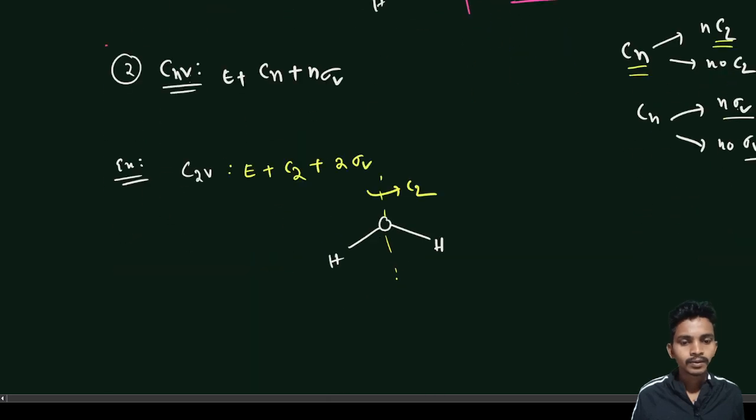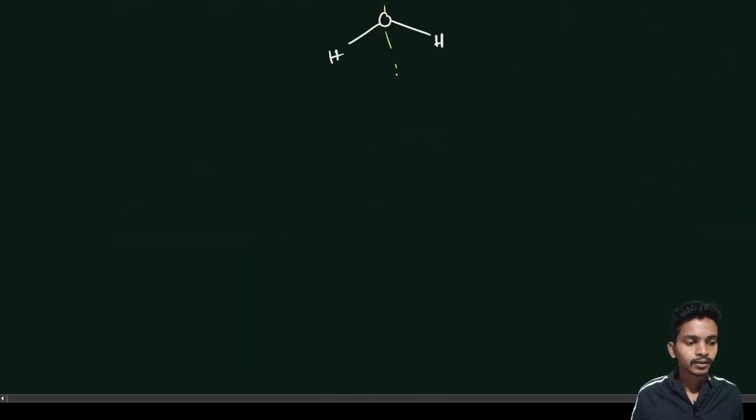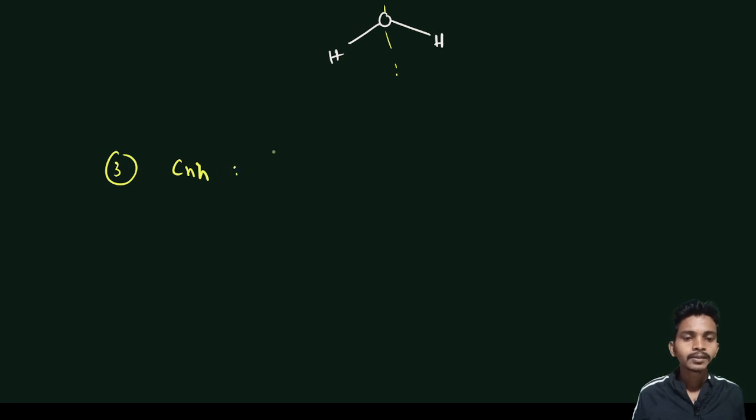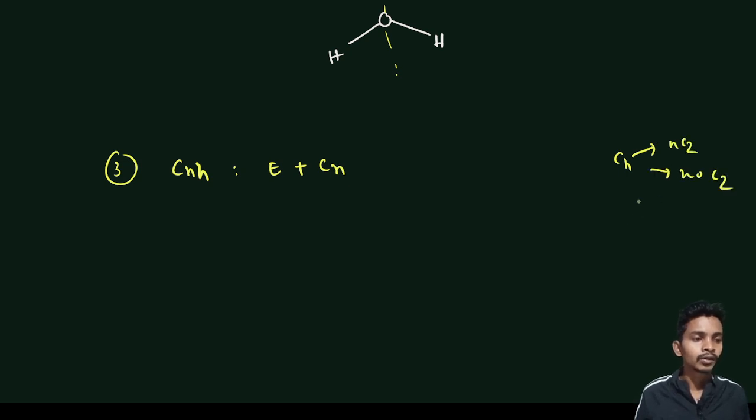These were the second type. Third, if I discuss CnH, CnH means E should be present. After that, any Cn axis is present, and Cn axis means you know that either n number of C2 or no C2. Always remember that Cn means either n sigma v or no sigma v. So here Cn is present, so now we'll say whether sigma v is present or not.